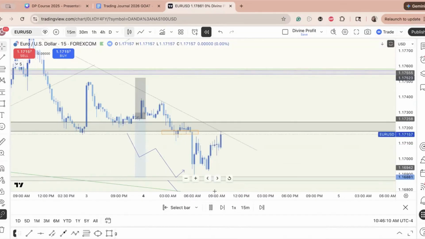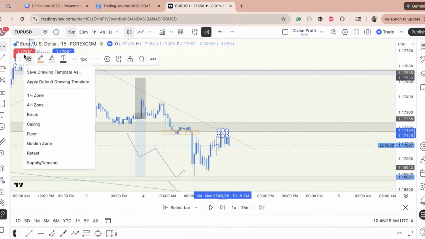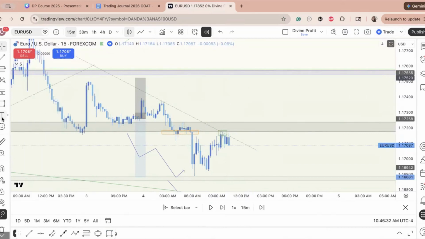So we can see price started pulling back. We're in our area of interest. So far it looks like price is respecting that area. So I actually did get another entry on this sell in this area because price looked like it was retesting. So that was my entry.